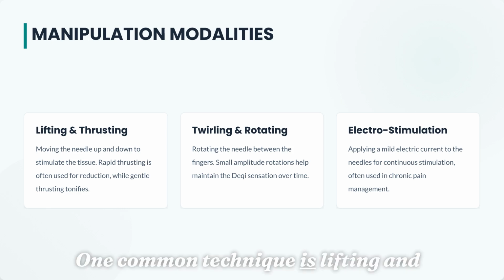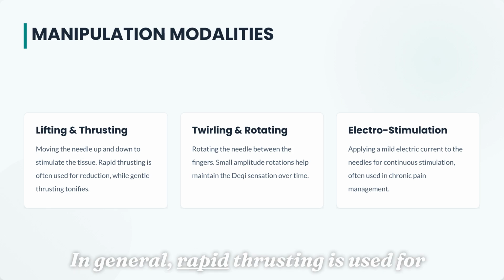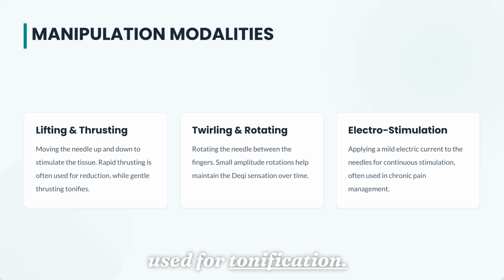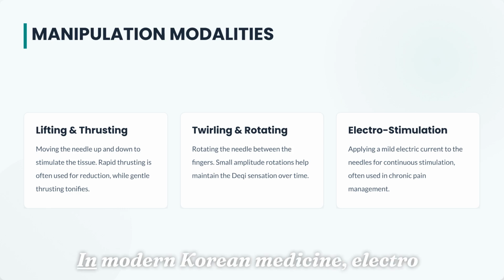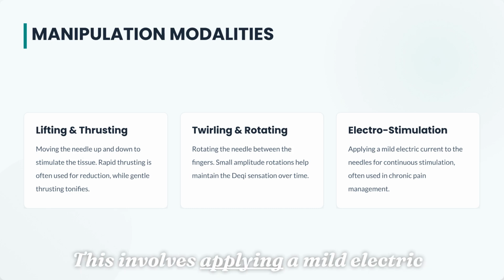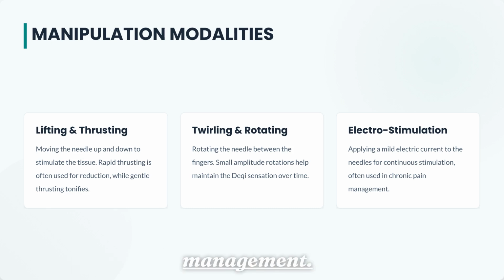One common technique is lifting and thrusting, which means moving the needle up and down. In general, rapid thrusting is used for reduction, while gentler thrusting is used for tonification. Another common technique is twirling and rotating. This means rotating the needle between the fingers, and small, controlled movements help maintain the deki sensation over time. In modern Korean medicine, electrostimulation is also used to control the amount of stimulation more precisely. This involves applying a mild electric current to the inserted needles, and it is often used for chronic pain management.